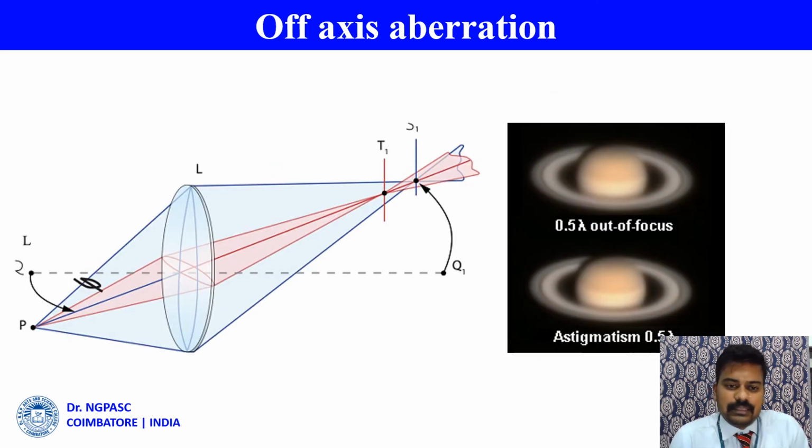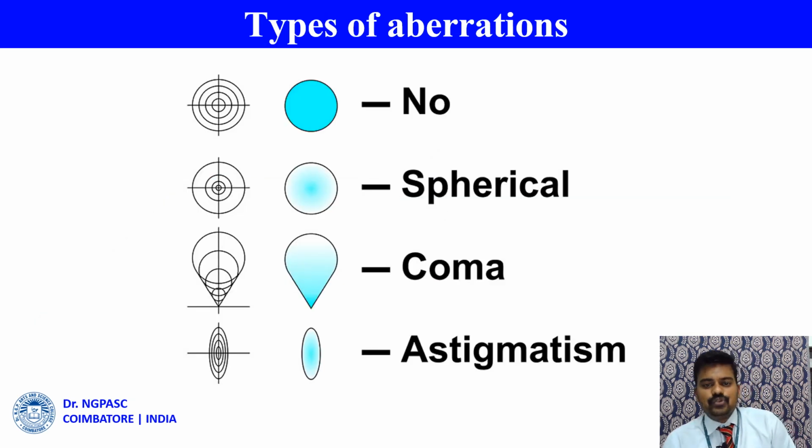Astigmatism aberration is also an off-axis aberration. In this aberration the object appears in a different shape. For example, if you place a circular object in front of an astigmatic lens, it will appear like a line or elliptical shape. That is called astigmatism aberration.